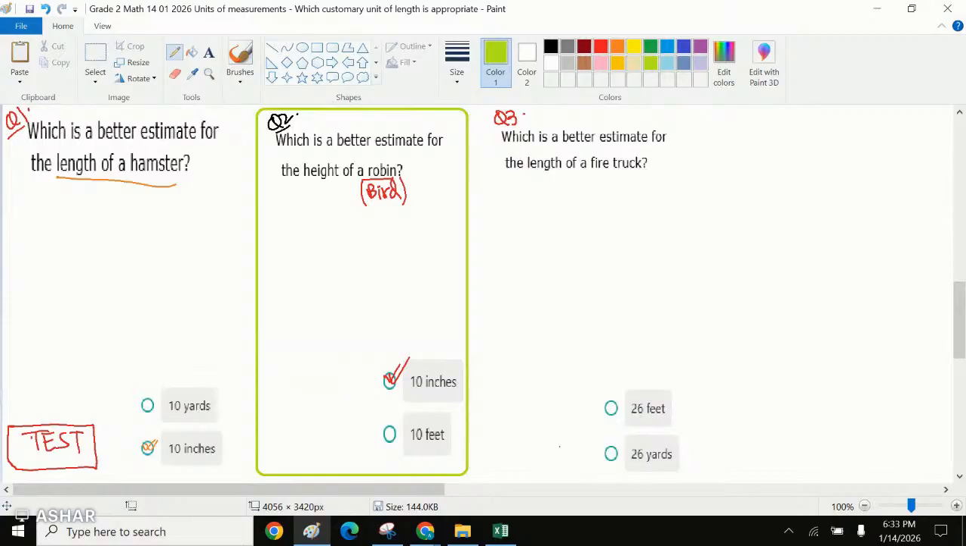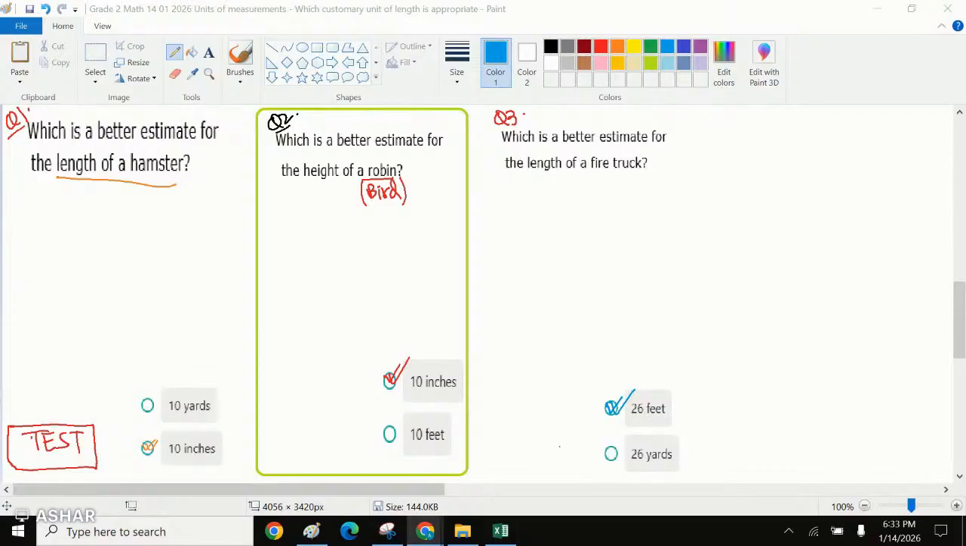26 feet, we can understand what is feet. But yards, if it's 26 feet versus 26 yards, that means you multiply by 3. That would be very huge. A fire truck cannot be greater than, let's suppose, a basketball court or a tennis court. It has to be smaller. Yes, thank you, May. We say that 26 feet is a better estimate for the length of the fire truck.